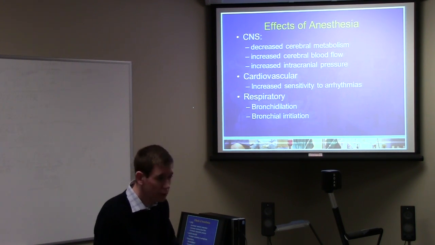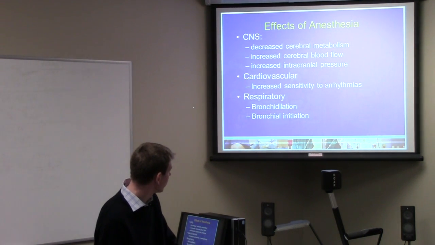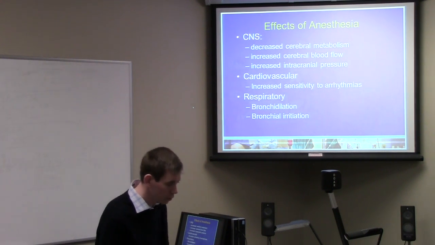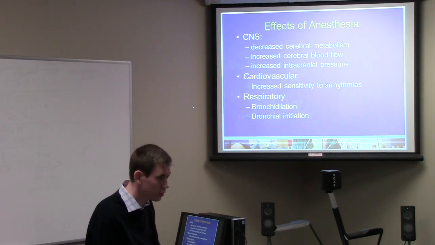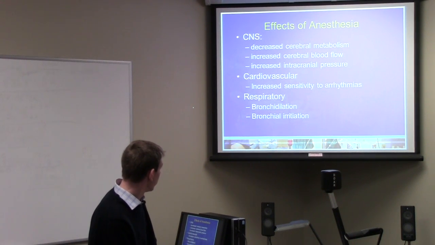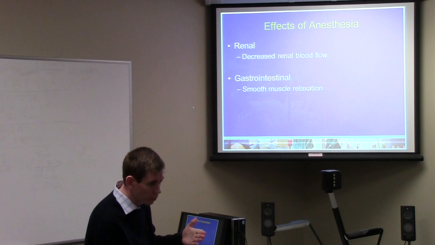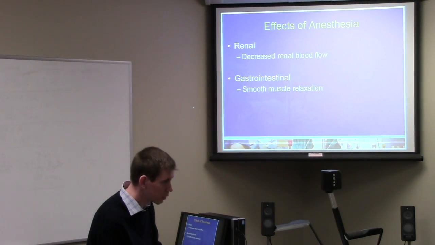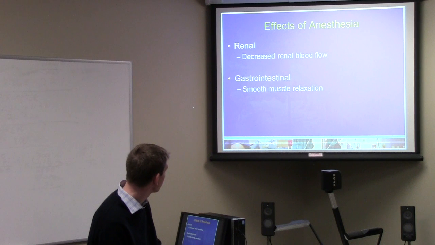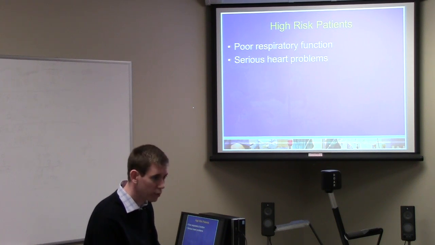And with respiratory, when we are causing this CNS depression, that's also going to affect respiration. During general anesthesia, the patient will stop breathing and we'll take over breathing for the patient using a ventilator. With renal, we have decreased renal blood flow, so if the patient has kidney problems, this could be affected as well. And these are high-risk patients, which makes sense with respiratory and cardiac problems.